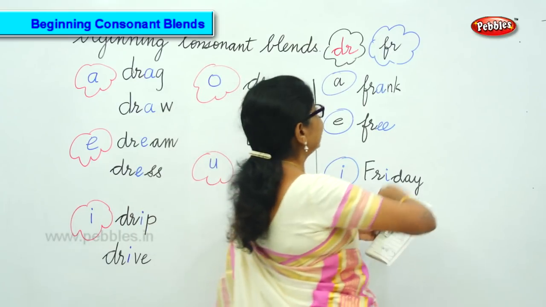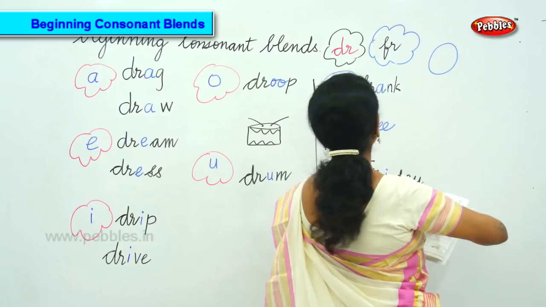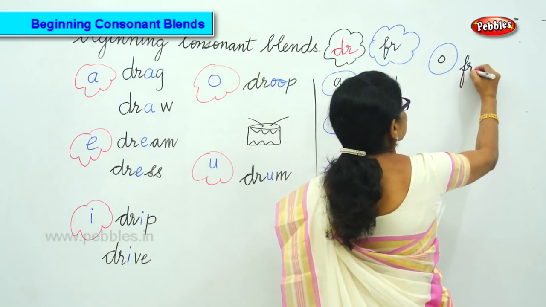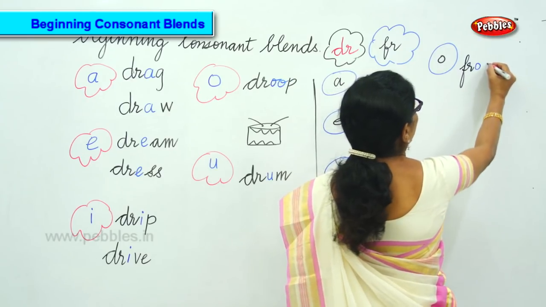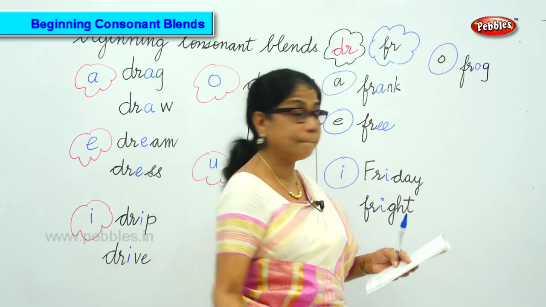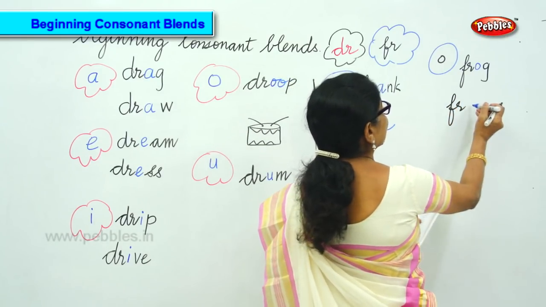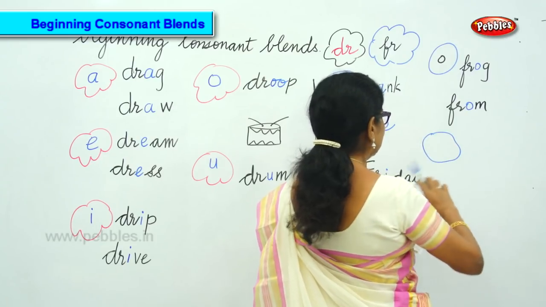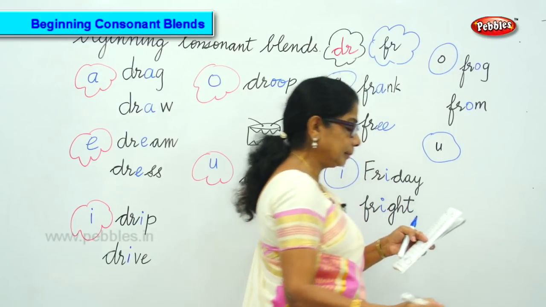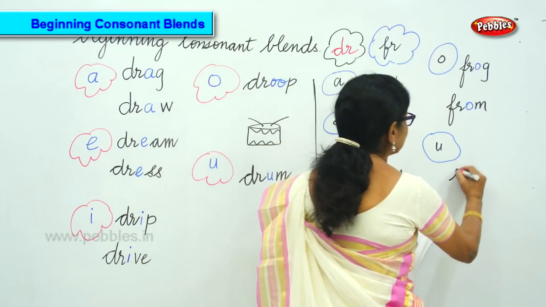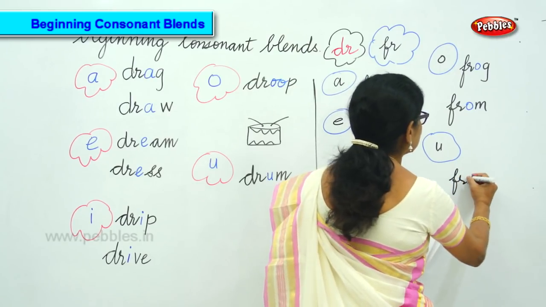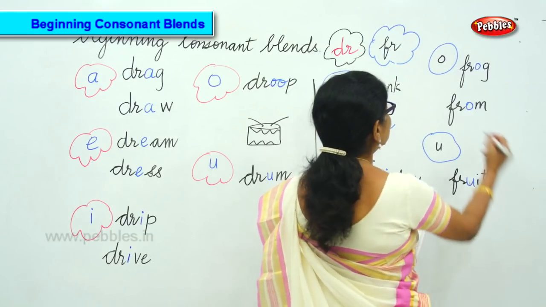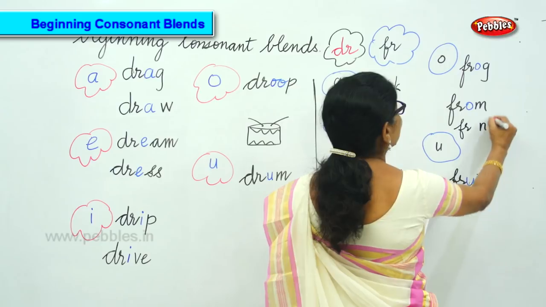Then let's look at O. In O, what words are there? You get frog. Very good. Frog. Some more words: from. And then finally, let's look at U. In this, what word do we get? Fruit. You get fruit. You can also get front. Front of the class, front of the house.